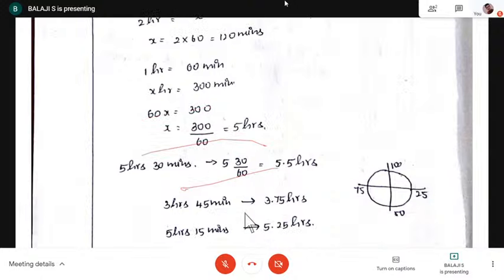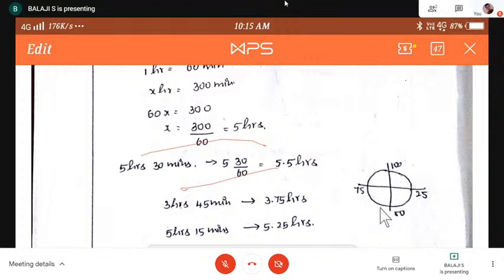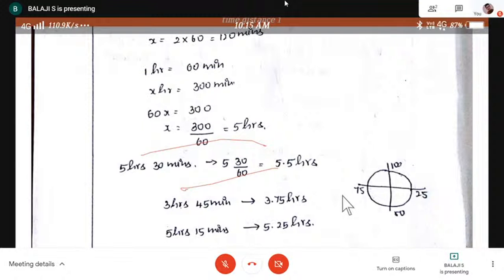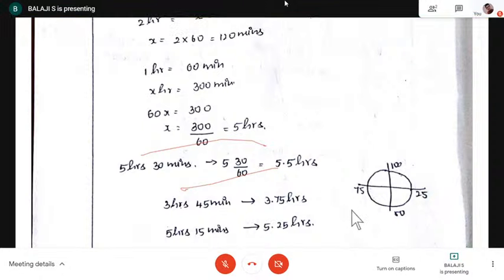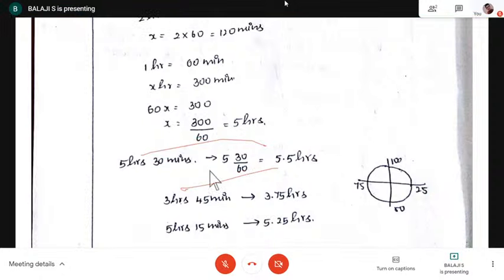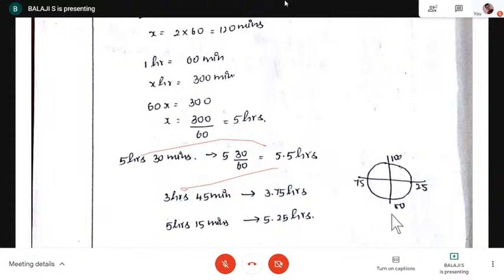To remember this, here is a shortcut. Put a clock like this, and for 15 you put 25, for 30 you put 50, for 45 you put 75, and for 12 you put 100. If you take this example, 5 hours 30 minutes, where 30 lies in 50, so it is 5.50 hours. The same way take 5 hours 15 minutes. 15 lies where? 25. So 5.25 hours. The same way is 3 hours 45 minutes. 45 is 75. So 3.75 hours.